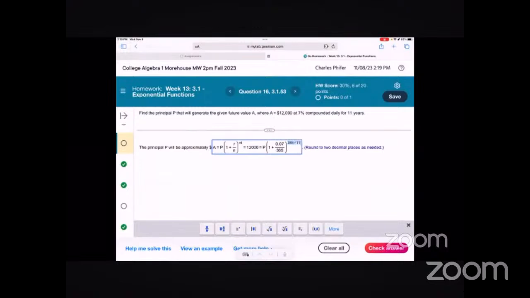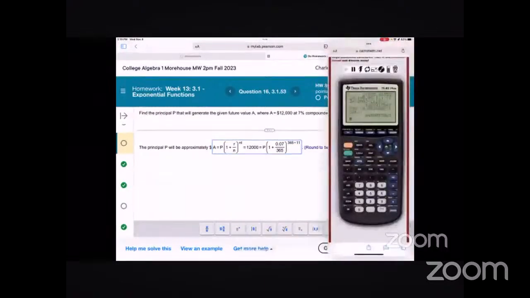So notice we have 12,000 equals P times some number, right? So if we have P times a number and we want to solve for P, then if we use the inverse operation, we just divide both sides by that number, right? So in our calculator, all we're going to do is say 12,000 divided by whatever that number is next to P, right? Hopefully that makes sense.